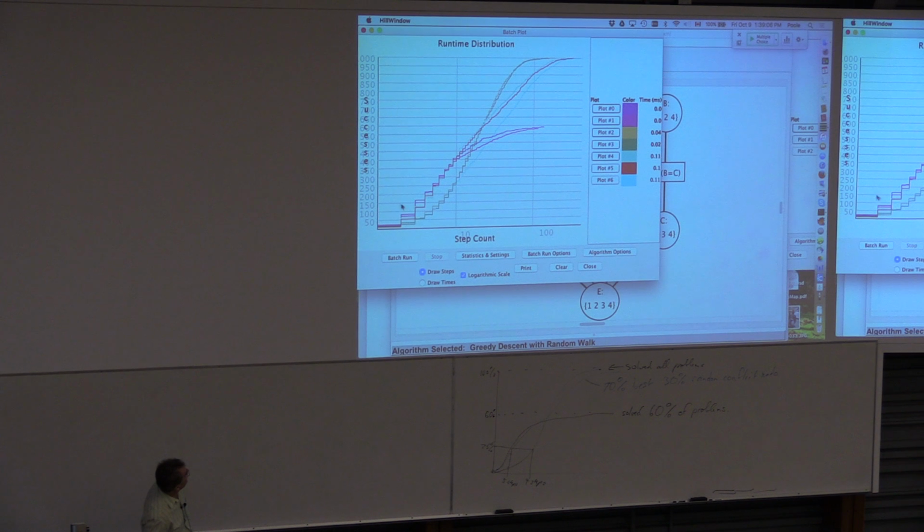So we did it 25% of the times. It could solve, how many problems was that? About 6 or 7. And at this time, at around 10 steps, it could solve 40% of the problems.